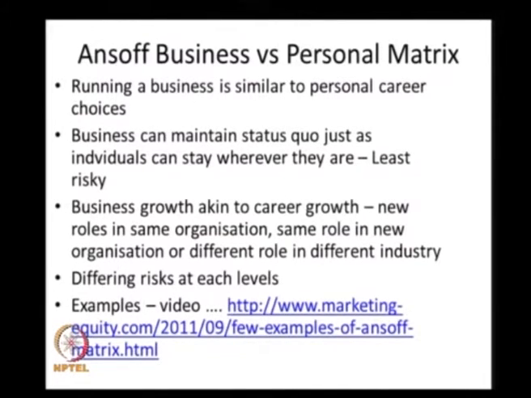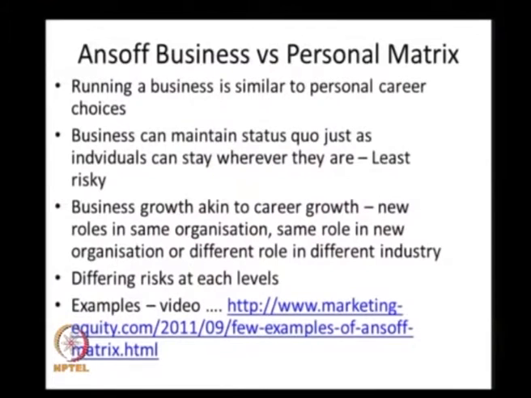Businesses can choose to just maintain status quo, just as individuals can stay wherever they are. That's the least risky proposition, no risk. But when you need to grow, you need to take a little risk, and businesses need to grow. So would individuals also need career growth. So business growth is synonymous with career growth.